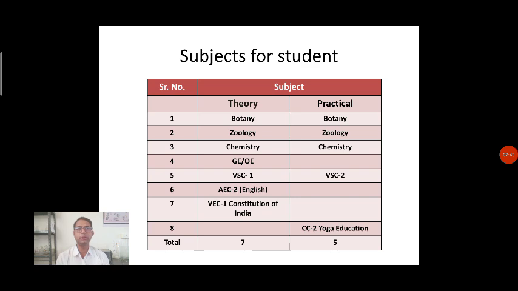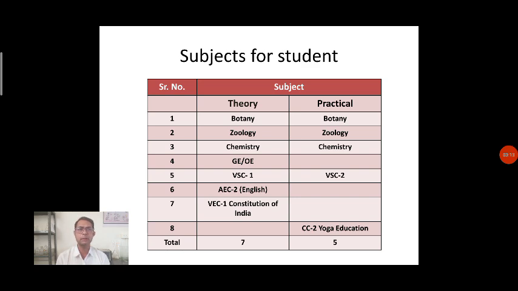Followed by this GEOE there is one VSC subject. This VSC subject again the student is required to select, and this VSC subject has a practical also. So theory and practical are there for this VSC subject. For example in botany, organic composting is one of the subjects, and for this organic composting you can see a practical is also given in the syllabus.